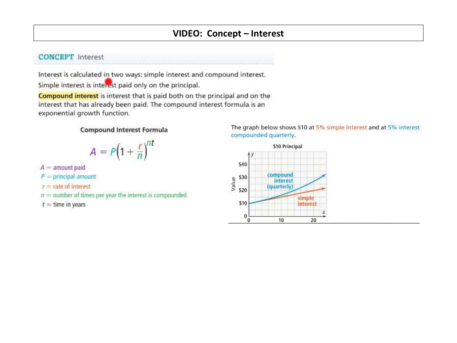Interest is calculated in two ways: simple interest and compound interest. Simple interest is interest paid only on the principal. Principal is a deposit or an investment. Compound interest is interest that is paid both on the principal and on the interest that has already been paid. The compound interest formula is an exponential growth function.